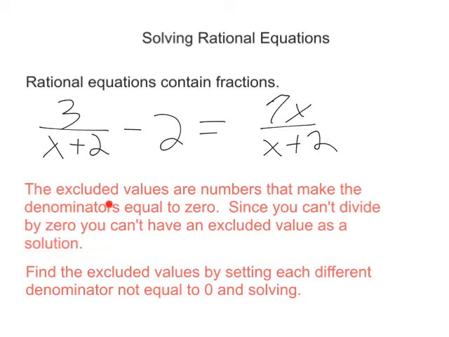All right, the excluded values are numbers that make the denominators equal to 0, okay? We call them excluded values because you can't divide by 0. So those particular values are excluded from the solution, okay? So for example, in this little equation that I've written here, we could find the excluded value by setting each different denominator not equal to 0 and solving, okay?